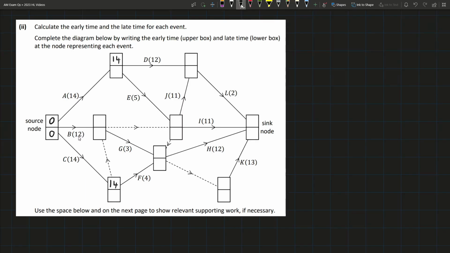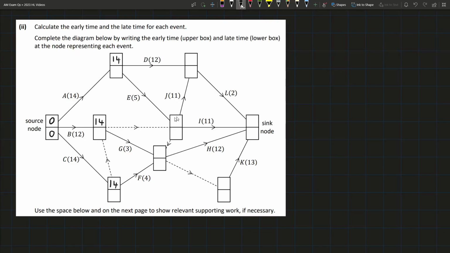Now for that middle node, we have B, which is 12, and we have 14 as well going into that node. So when we're going for the early time, we always take the bigger number, because if we write 14 here, think about it, this point can't start until C is completed. Therefore, we have to wait until day 14 no matter what to get there. Even if we complete B in 12 days, we still have to wait, because we can't go past here until C is done because of this dummy.